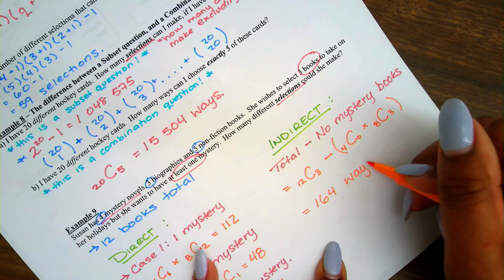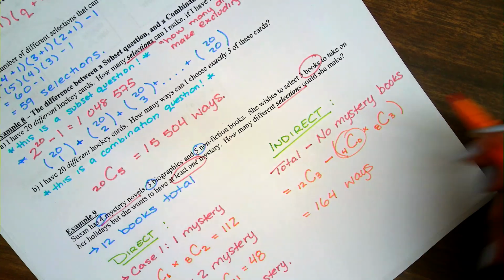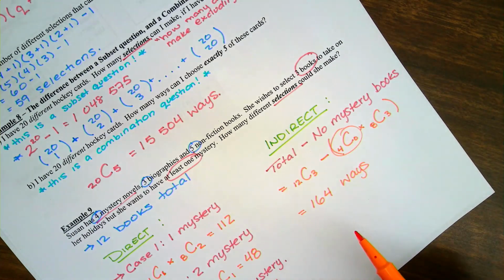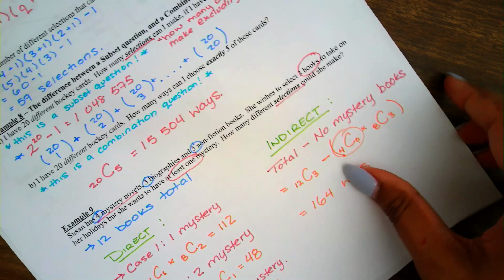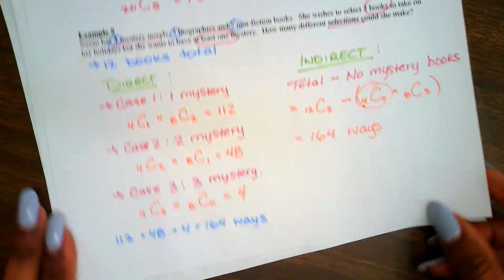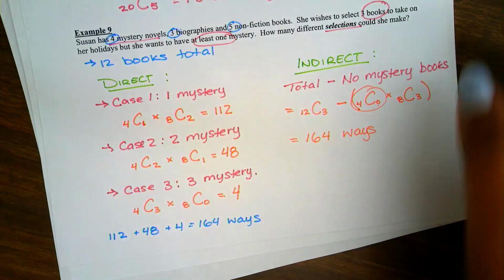You also don't need to write this part here. You could just write 12 choose 3 minus 8 choose 3. Okay, but some people do prefer to have, okay, well, 4 mystery novels and I'm choosing 0 of them as a visual. Okay, so that's how to do that one.